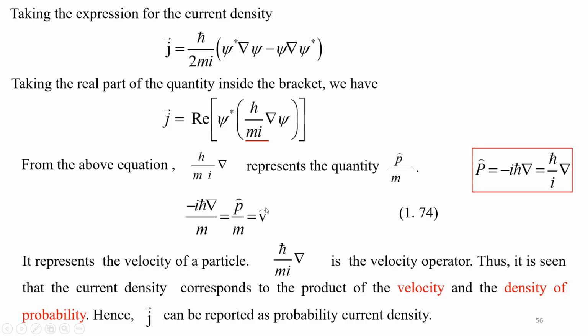We know that P equals mv, so P by m gives you velocity. So it implies that ħ/mi ∇ is nothing but the velocity operator. What is the remaining term? The remaining term is ψ*ψ, which is nothing but probability density. The product of these two is nothing but the probability current density. So current density corresponds to the product of velocity and the density of probability.